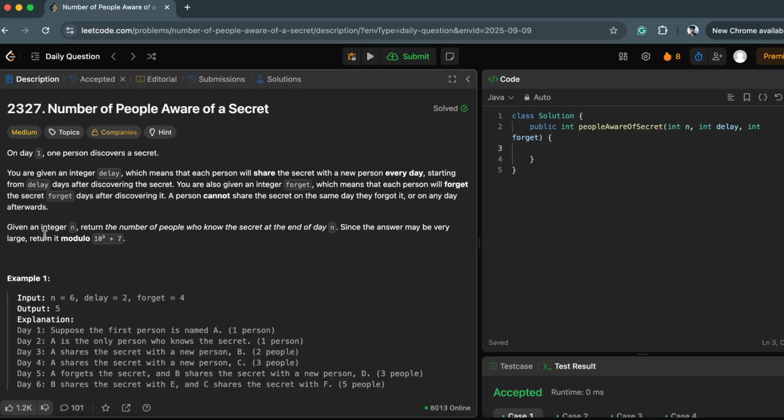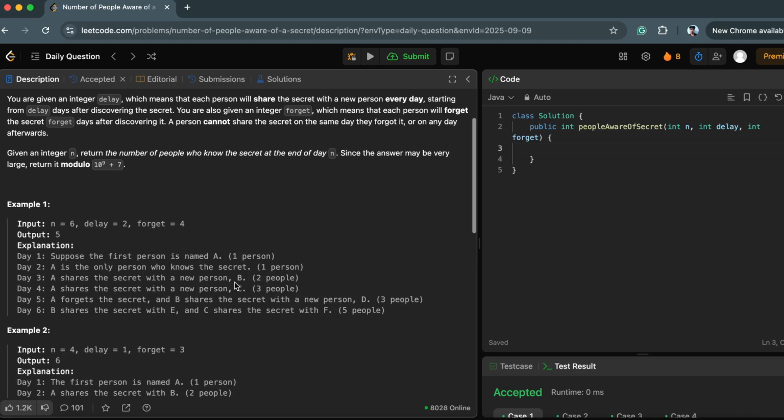Given an integer n, return the number of people who know the secret at the end of day n. Since the answer may be very large, we have to return it modulo 10^9 + 7. I guess the question is clear with this problem statement, but still let us see the example as well.